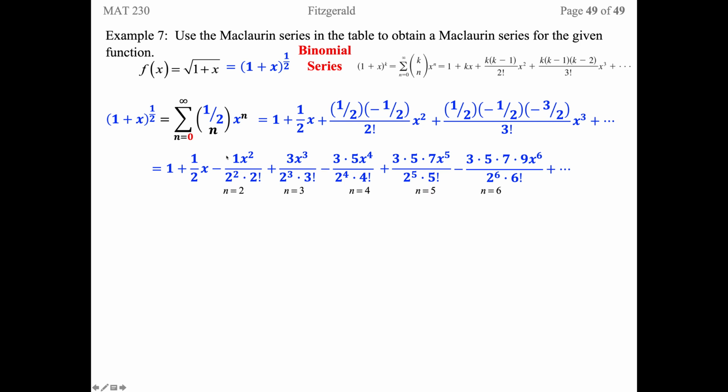So I see patterns here, not with this one. So I'm going to leave off the first 2 terms and find a pattern to create a summation, now starting when n is equal to 2.